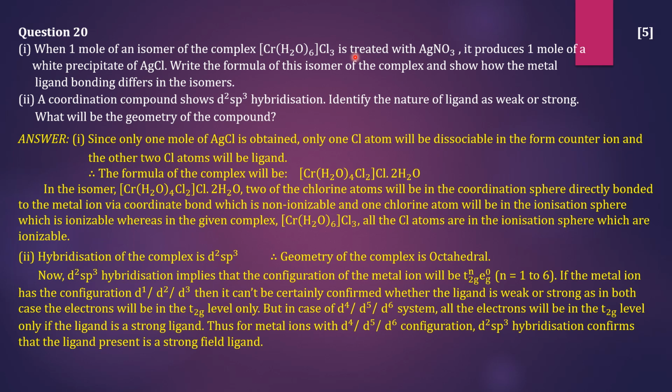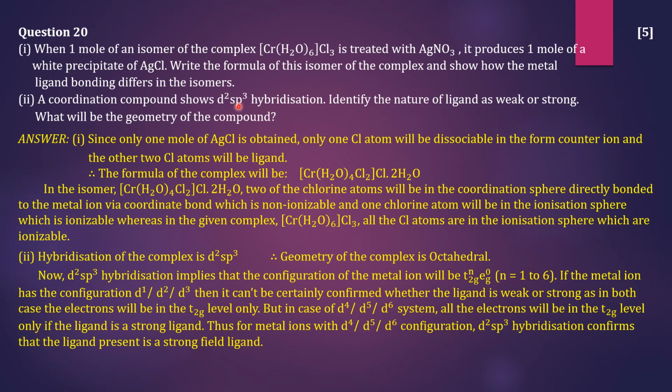Water cannot be counter ion, so it will be water of crystallization, dot 2H2O. So the formula is [Cr(H2O)4Cl2]Cl·2H2O, outside only 1 chlorine. This chlorine, the counter ion which is not a ligand, will dissociate to give you Cl minus, which will combine with Ag plus to give you 1 mole AgCl. But the two ligand chlorines inside the square bracket are non-ionizable, so that will not give you precipitate. That is what is written also in the explanation.